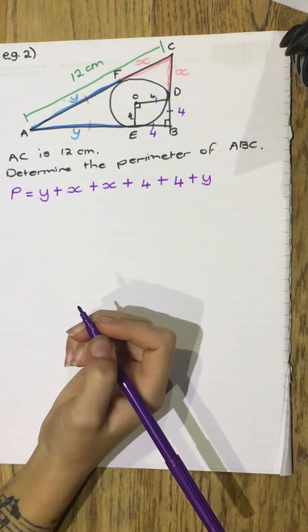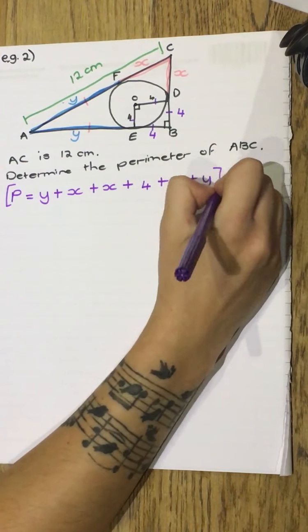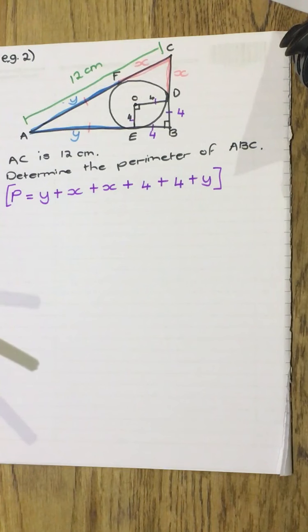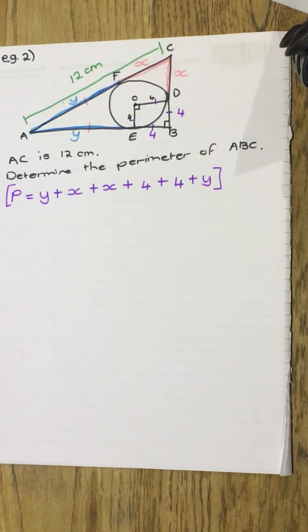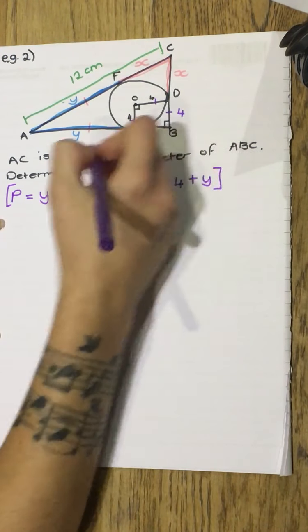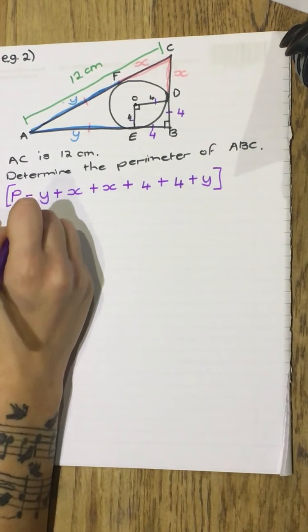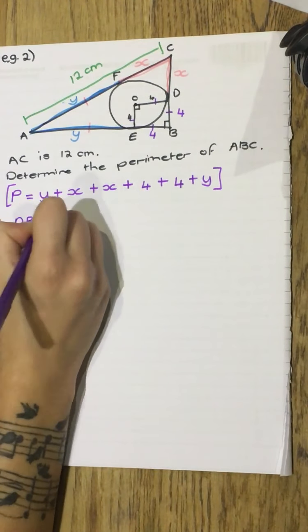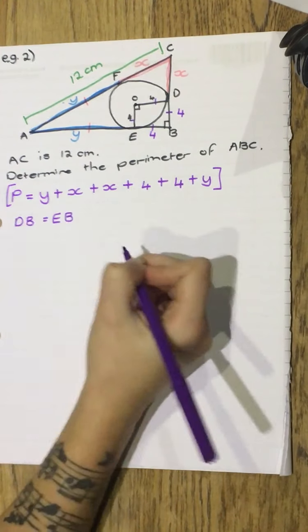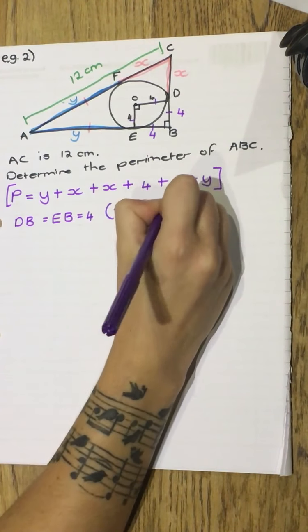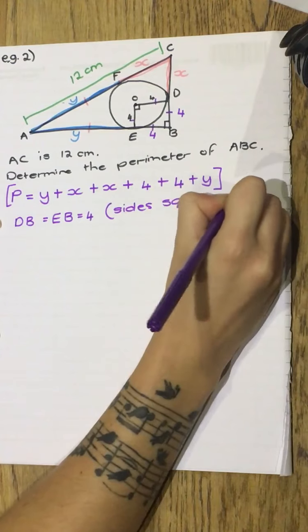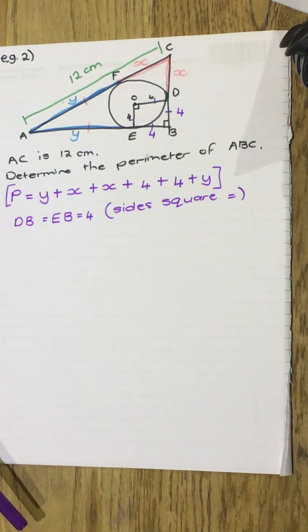Okay, do you guys see the reasoning that I'm using here? I'm just going to keep this over here as a side note. Okay, but remember, before we can do anything, you need to state your reasons and how all of this came about. Where did you get your x's and your y's? So what I'm going to say is, first of all, with your 4s, remember it's a square, so I'm going to say DB is equal to EB, which is equal to 4, because sides of a square are equal. Does that make sense? Okay.